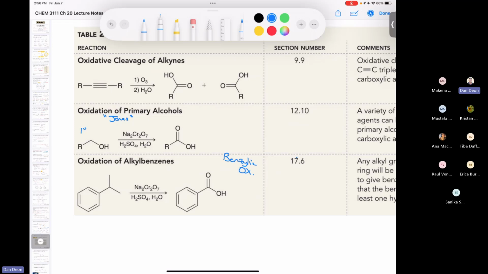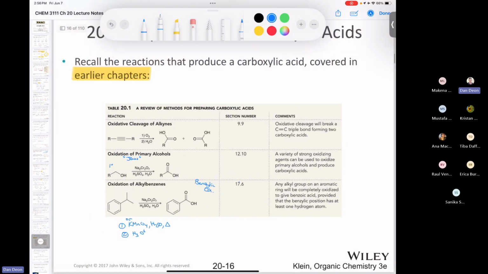You can also use a two-step process using KMnO4, water, and heat, followed by H3O+. That will work as well, but that's benzylic oxidation. So we have seen the synthesis of carboxylic acids in earlier chapters.